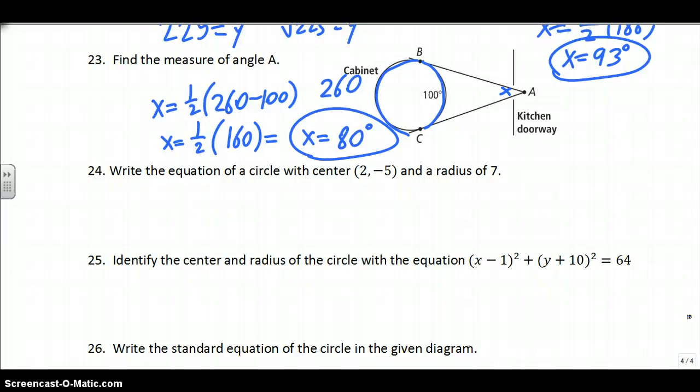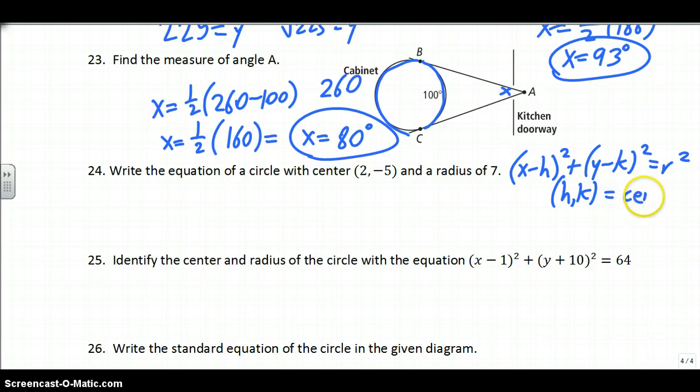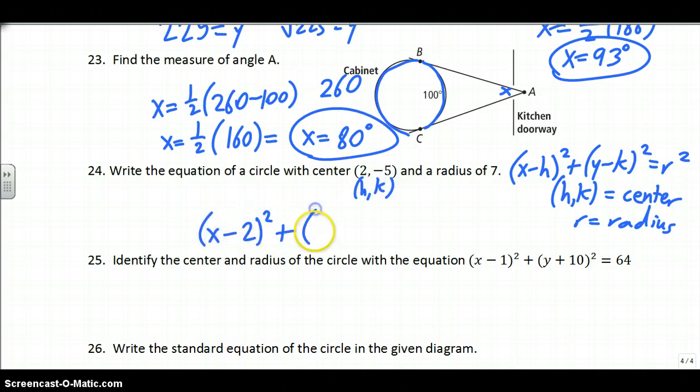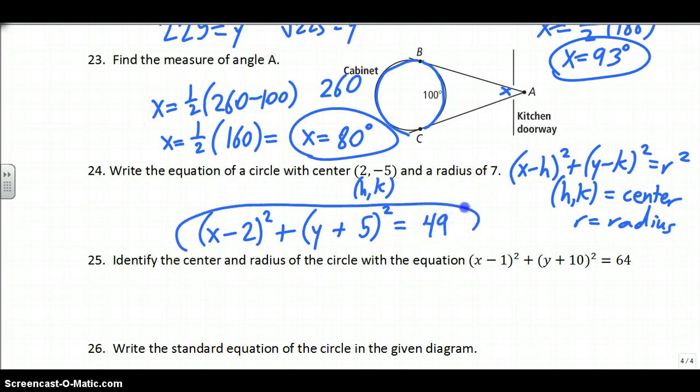Write the equation of a circle with center (2, -5) and a radius of 7. Well, you remember the formula. (x minus h) squared plus (y minus k) squared equals r squared, where (h, k) is your center, and r is, of course, your radius. So you do x minus h plus y minus k, but when you have minus and negative, that becomes plus. And that equals r squared. Well, 7 squared is, in fact, 49. There's your equation of your circle. Plug and chug, folks. It's not too bad.